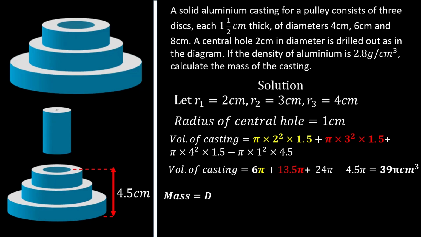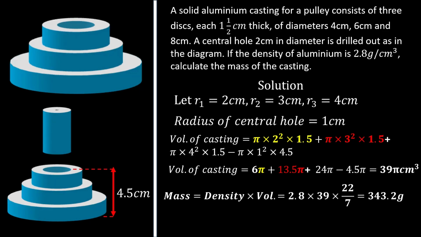So we proceed now to see how to get the mass. So we've seen the volume, 39 pi cubic centimeters. Here, mass is density times volume. And we are told here that the density is 2.8 grams per cubic centimeter. What does it mean? That for every 1 cubic centimeter, the mass is 2.8 grams. And so when we have 39 pi cubic centimeters, the mass is going to be 2.8 grams times that 39 pi cubic centimeters. So that's why we are multiplying density and volume to get the entire mass of this casting.